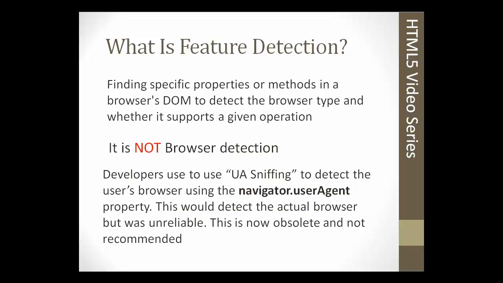It uses the DOM. Feature detection is not browser detection. They used to use the navigator object. They check the navigator object and the user agent property to find out the exact browser that the user was using, not the feature itself. And it's very unreliable, which is why it's not recommended anymore. We have much better ways of doing that, which we're going to go through right now.